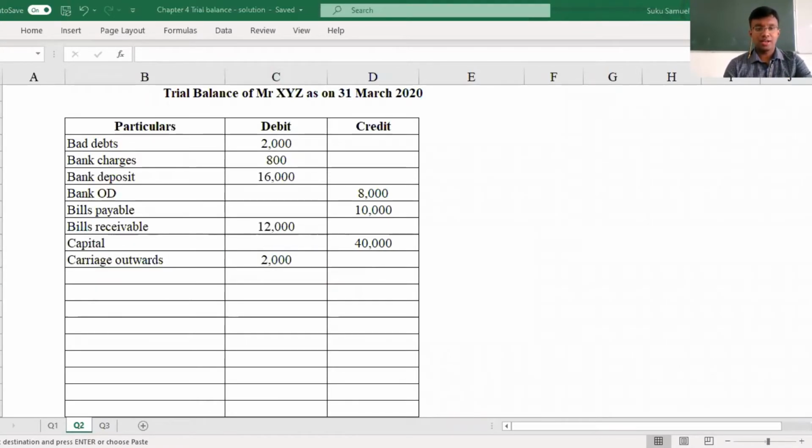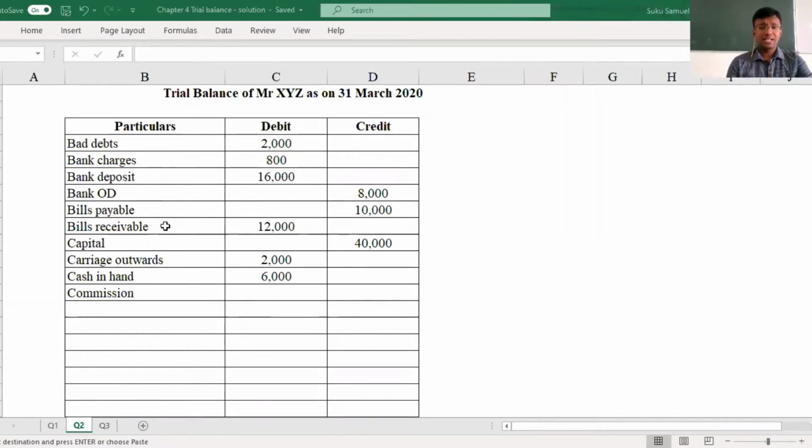Next, cash in hand. What do you mean by cash in hand? Basically, cash in hand is the cash that you have. So cash in hand is an asset. Next, what you have is commission. Now this leaves us with a big question. Is this commission paid, or is this commission received? Since here it is not specified, I will come back to commission a little later.